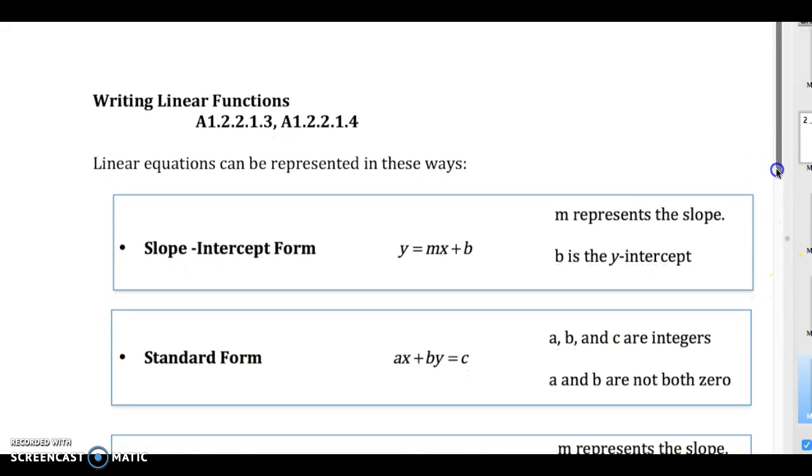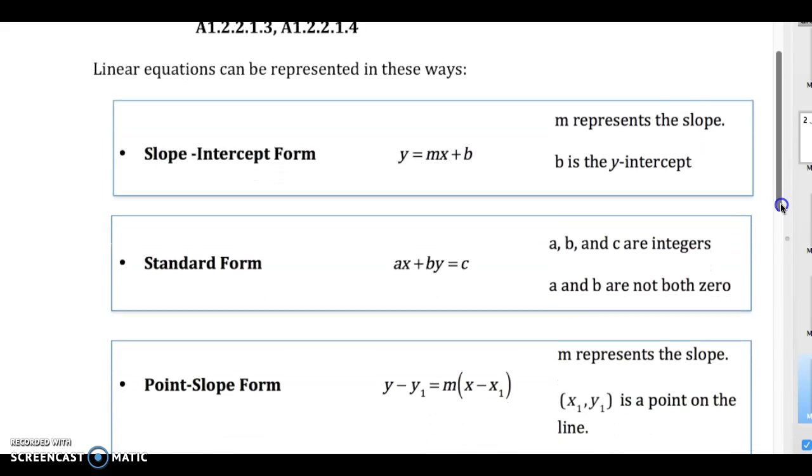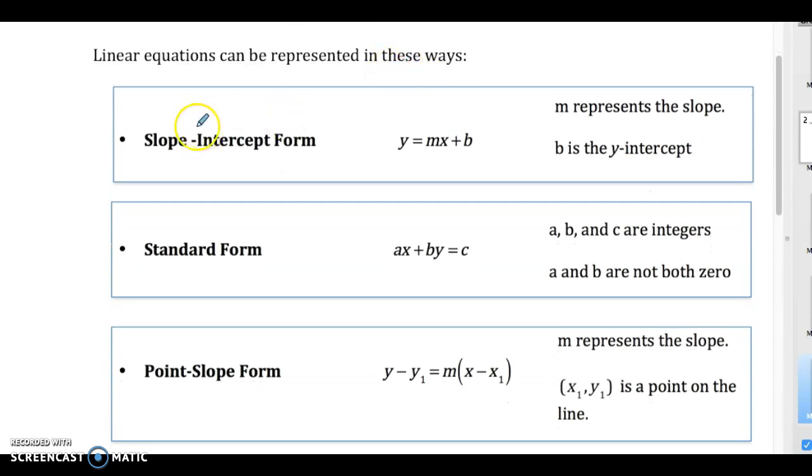Remember, linear relationships or linear functions can be written in several forms. We've got slope-intercept form, which is y equals mx plus b. This is great because it does show you the slope and the y value of the y-intercept. Remember, it doesn't give you the whole point. It just gives you the y value there. And then standard form is ax plus by equals c.